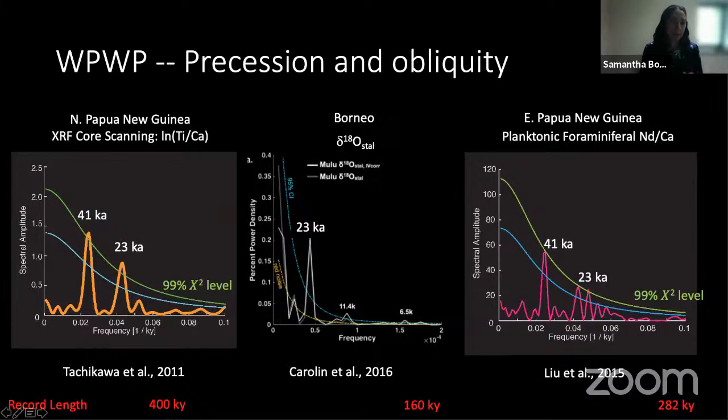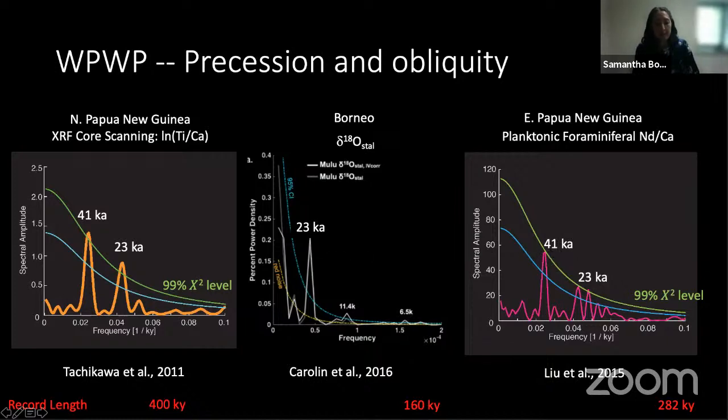In northern Papua New Guinea, this is from looking at changes in runoff and sediment input to a site offshore through the ratio of titanium to calcium in a core. The Borneo stalagmite record looks at changes in precipitation isotopes as an indicator of rainfall. And this is from southeastern Papua New Guinea, looking at the neodymium to calcium ratio in planktonic foraminifera, indicating more of a chemical weathering and erosion signal here.